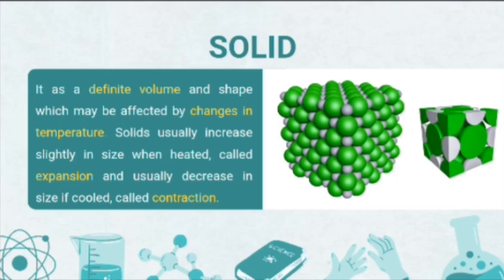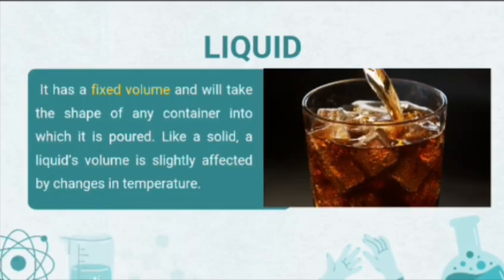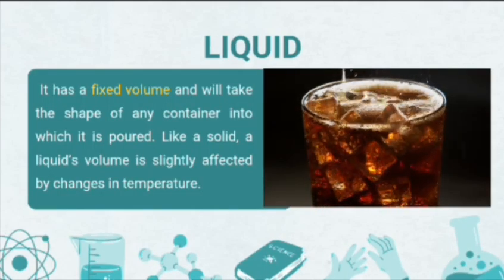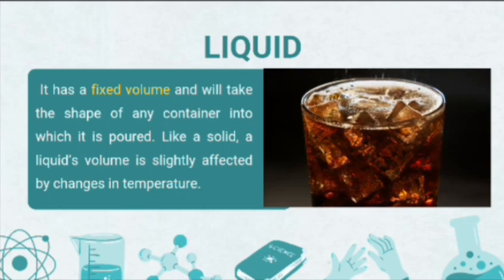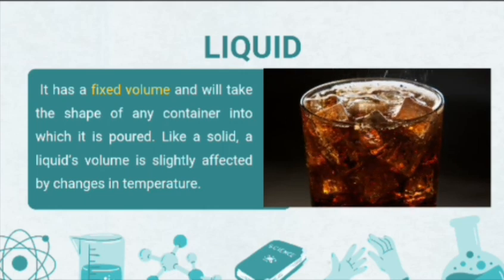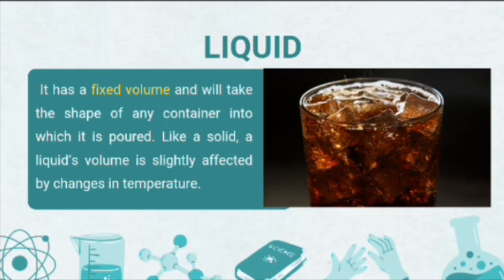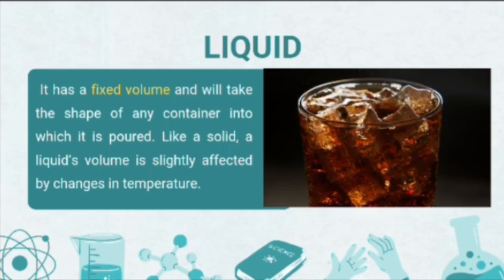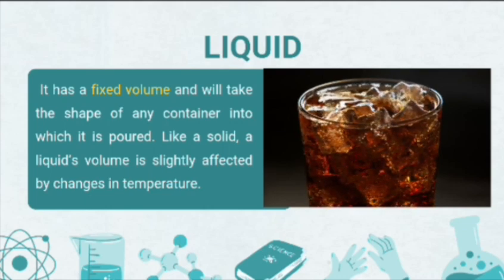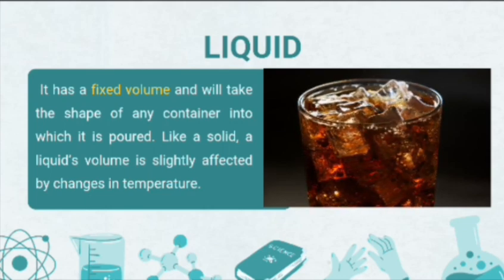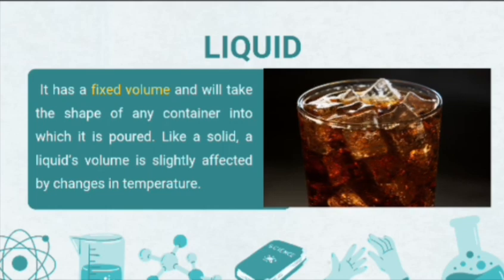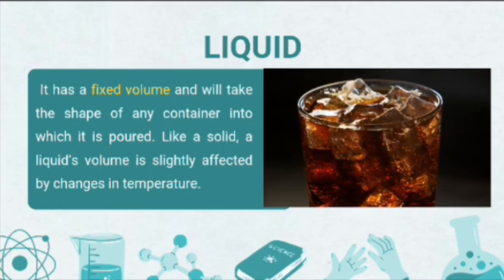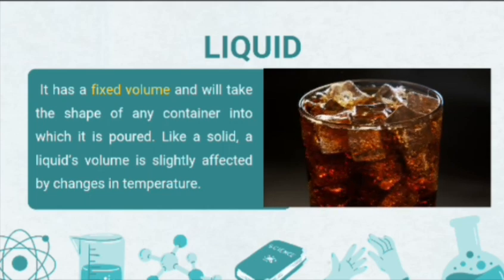Now let's look at liquids. A liquid has a fixed volume but no fixed shape. Pour water into a glass. It becomes glass shaped. Pour it into a bottle. Now it becomes bottle shaped. The amount of water stays the same, only its shape changes. For example, milk, juice, cooking oil, honey, all of them behave the same way. Can you think of another liquid at home? Pause the video and comment below. Learning becomes fun when you connect chemistry with everyday life.